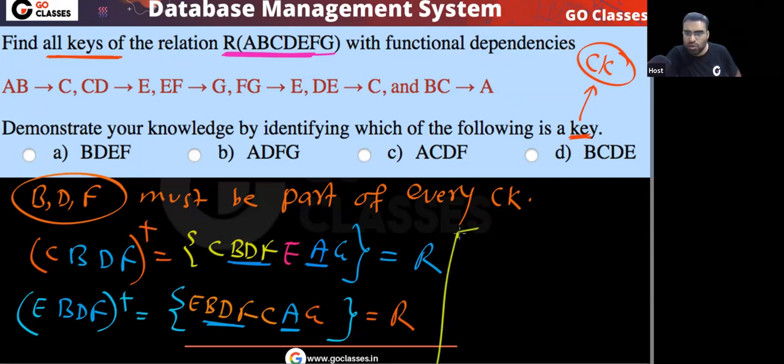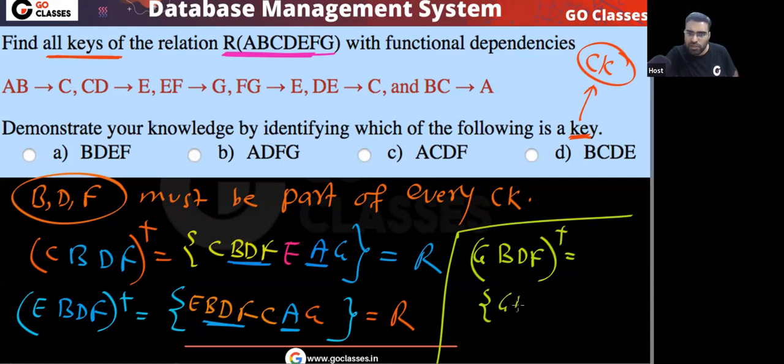Finally, just check this also. GBDF. What about this? What will this give you? This will give you GBDF. What else can I get? I cannot use this. GF can give me what? GF can give me E. Yes or no? Okay, now I can stop.